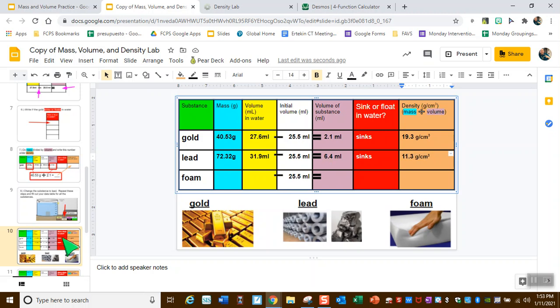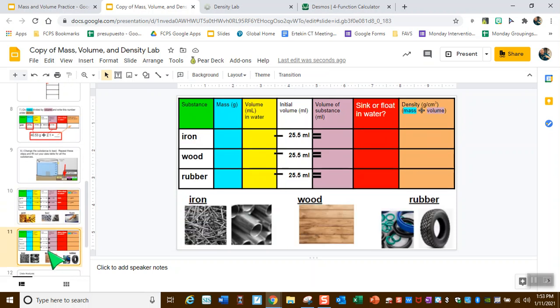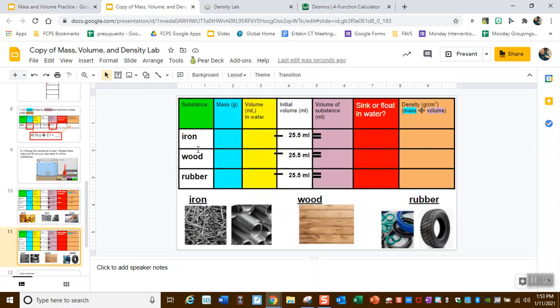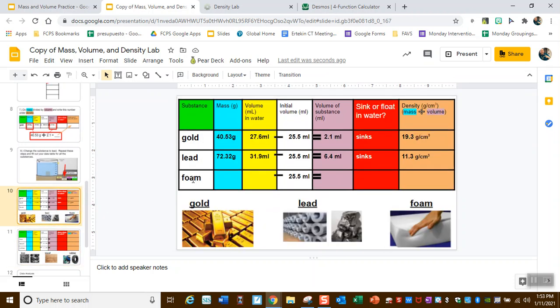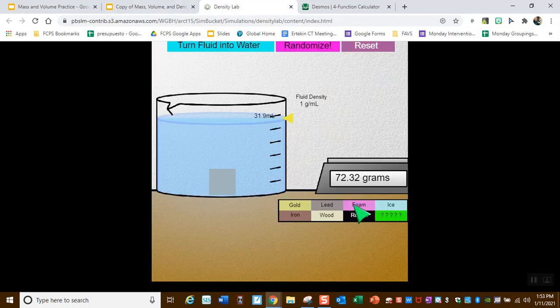Okay, let's do one more together, and then you guys will do these by yourselves. Vamos a hacer uno más juntos, y luego les van a tocar estos tres solitos. The last material we're going to use is foam. Foam. Okay? So, let's change this to foam.